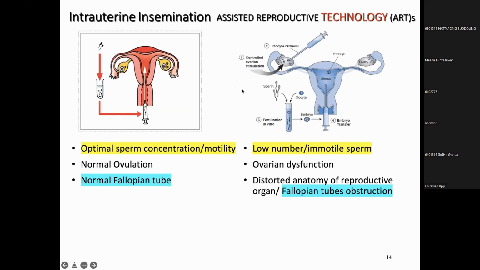But for the IVF, if the patient is stuck with a low number of sperm, or has an abnormal egg, or even an obstruction of the fallopian tubes, we can take the egg out by doing the procedure and do the fertilization outside the body.